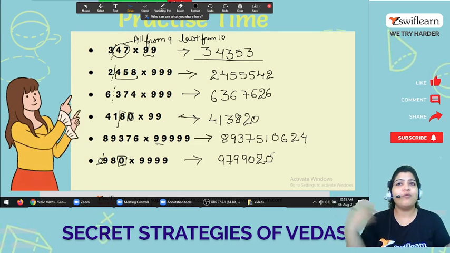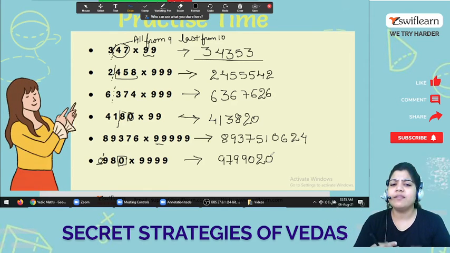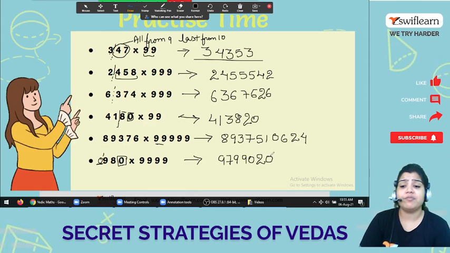See? So here we revised all the concepts: all from 9, last from 10, and whenever we have 0 in the last.